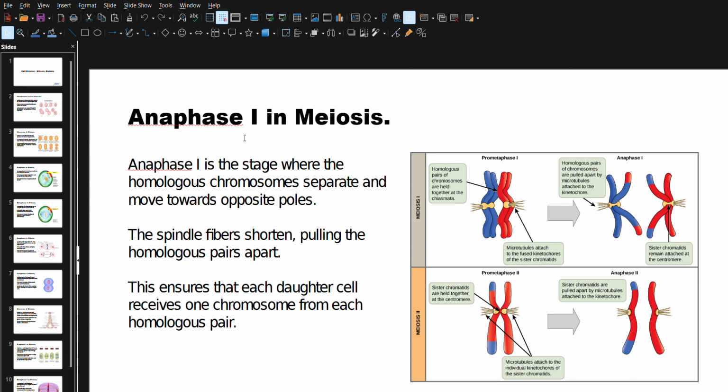Anaphase 1 is a stage where the homologous chromosomes separate and move towards opposite poles. Here the homologous chromosomes will move towards their opposite poles. The spindle fibers shorten, pulling them apart, and this ensures that each daughter cell receives one chromosome from each homologous pair. Here you can see the diagram which represents this.